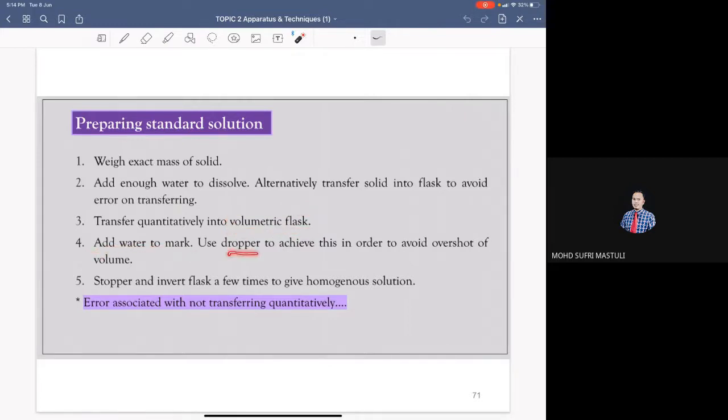Use a dropper to achieve this in order to avoid overshooting the volume. We put on a stopper and we invert the flask many times to give a homogeneous solution.